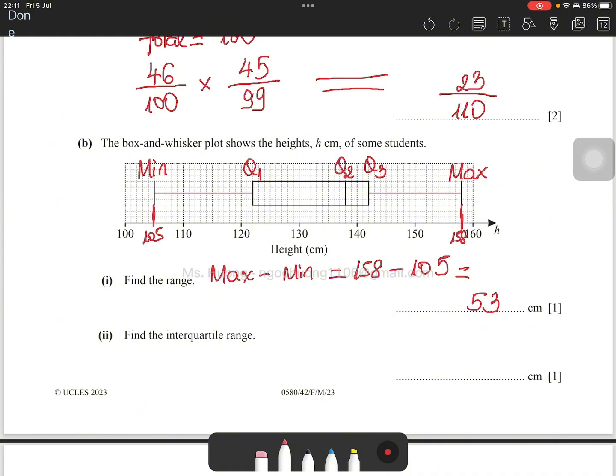Next, find the interquartile range. It is going to be Q3 minus Q1. Q3 is equal to 142. Q1 is 122. So 142 minus 122 equals 20 centimeters.